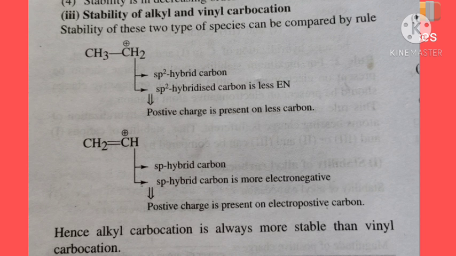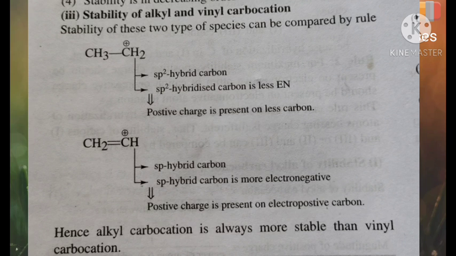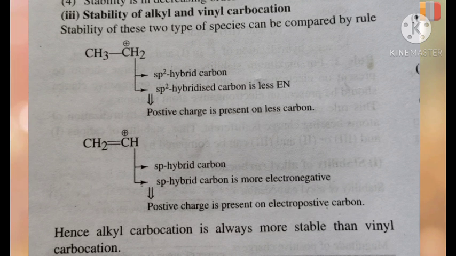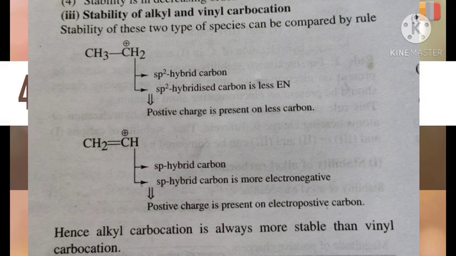In CH3CH2+, the positively charged carbon is an sp2 hybrid carbon, and the sp2 hybridized carbon is less electronegative. So the positive charge is present on a less electronegative carbon atom. In CH2=CH+, this is the vinyl group, the carbon is an sp hybrid carbon, and an sp hybrid carbon is more electronegative when compared to an sp2 carbon atom. So the positive charge is present on a more electronegative carbon. Hence, an alkyl carbocation is always more stable than a vinyl carbocation.